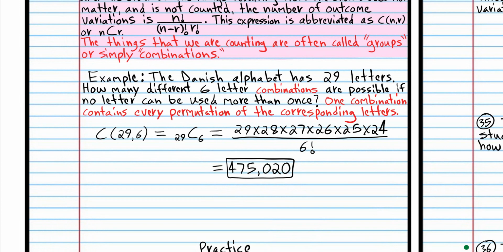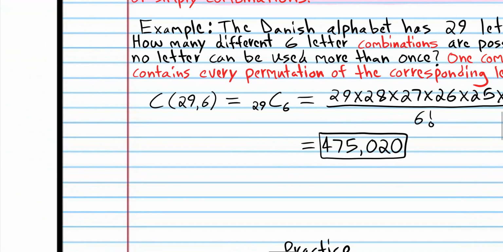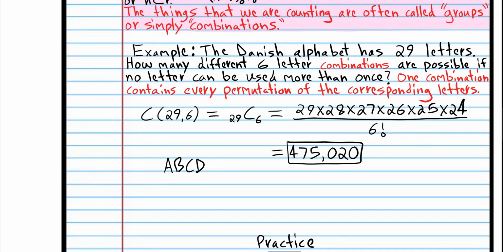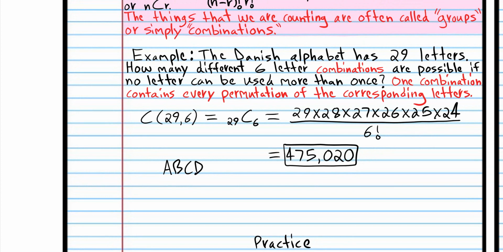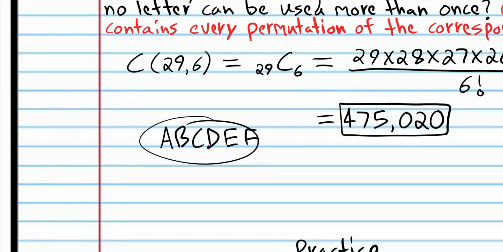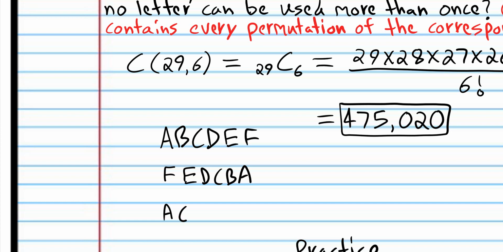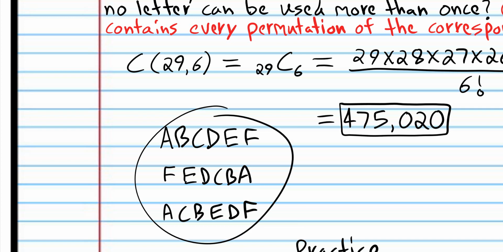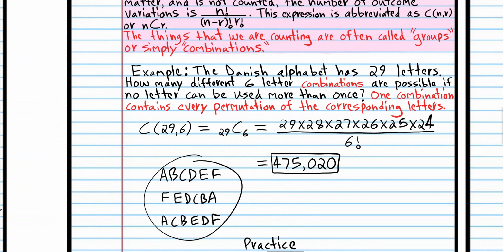So, for example, I don't know what the Danish alphabet looks like, but let's use the English alphabet. Let's say you choose A, B, C, D, E, F. So we chose 6 letters. But what if you don't care about the order of the letters? What if you switch it around so it's F, E, D, C, B, A? Or A, C, B, E, D, F? These are different permutations. But when you're counting combinations, we don't care about the permutations. We're not counting those.